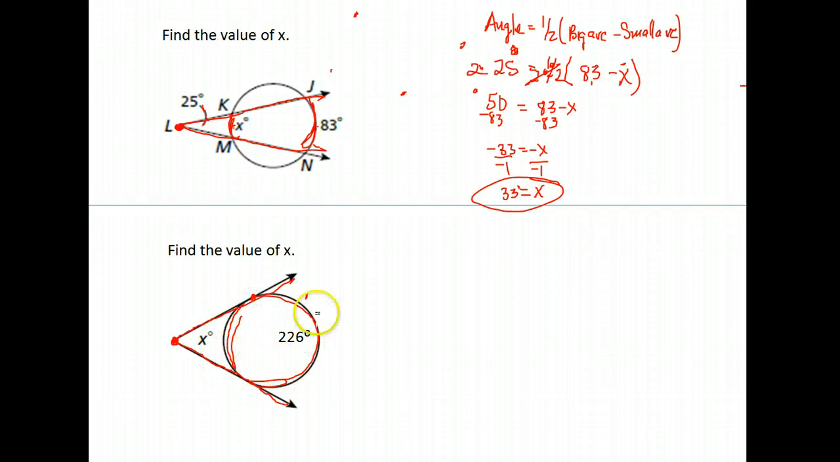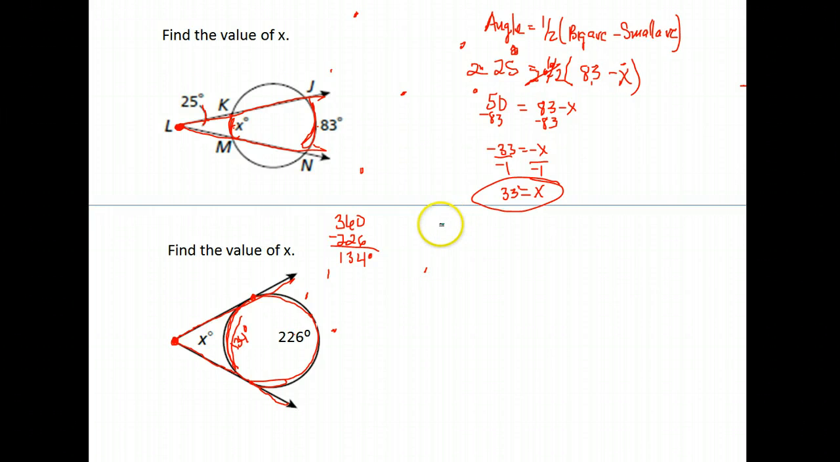How am I going to find it? Well, remember a full circle is 360. If we put our big arc and our little arc together, since these are tangents, that's my whole circle. So if I take 360 degrees, subtract the 226 that's already there, that will tell me how much is left for my remaining arc. And when I do that, I get that there are 134 degrees left for this arc. So this arc is 134, this one is 226.